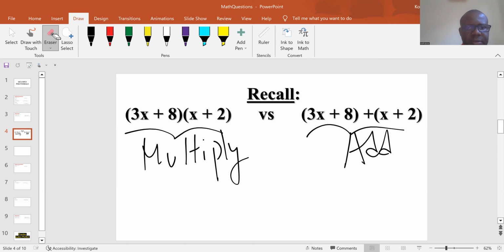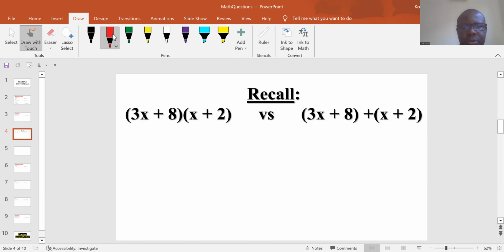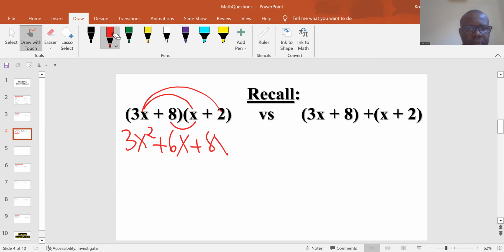So what we need to understand is that when it's multiplication, we'll use the distributive law. And that distributive law or property says we take a 3x, we multiply by x. That gives you 3x to the second power. We take the same 3x, we multiply by 2. That gives you 6x. After that, we take 8, we multiply by x. This is 8x. And 8 multiplied by 2 is 16.